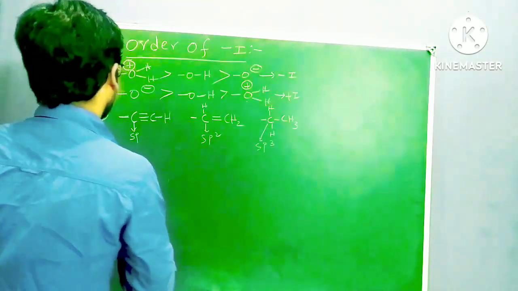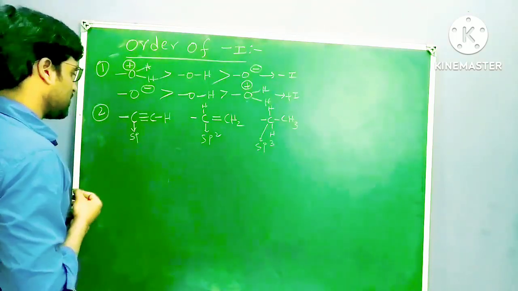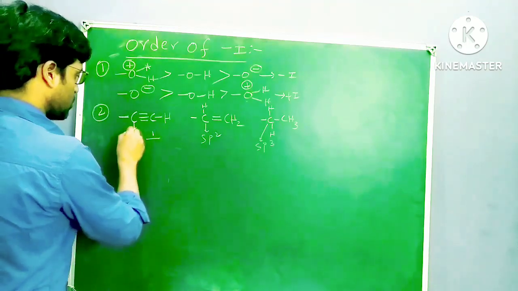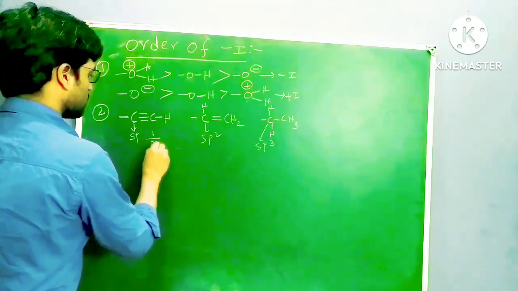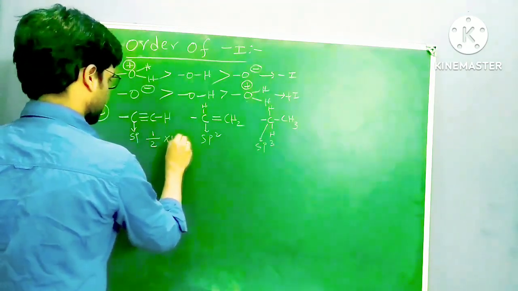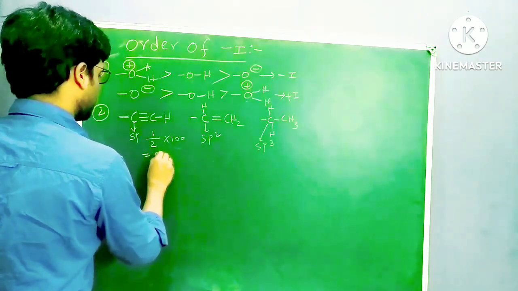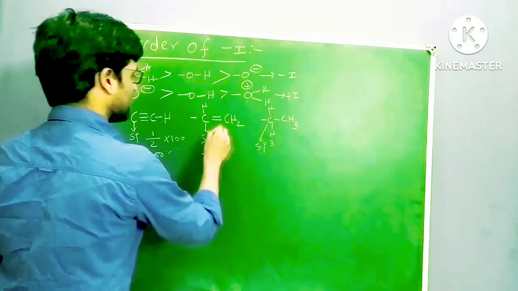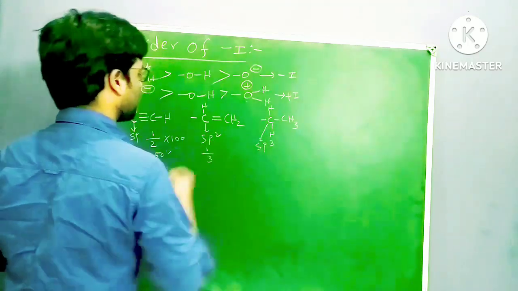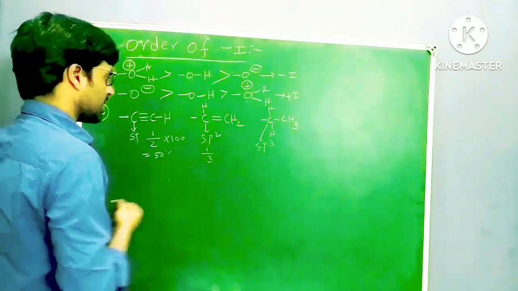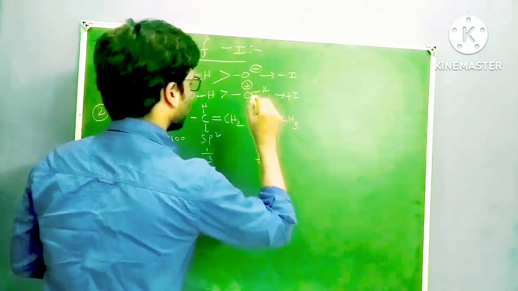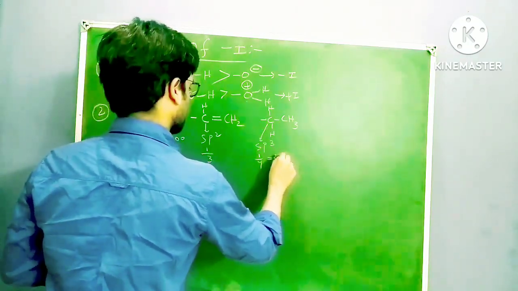Right? So here first of all I am finding the percentage of s character. Here only one s, so 1, total 2 for sp, so 1 by 2 into 100, that is 50%. Right? Here 1 by 3, okay, you can calculate the percentage, and here sp3 is 1 by 4, approximately 25%.